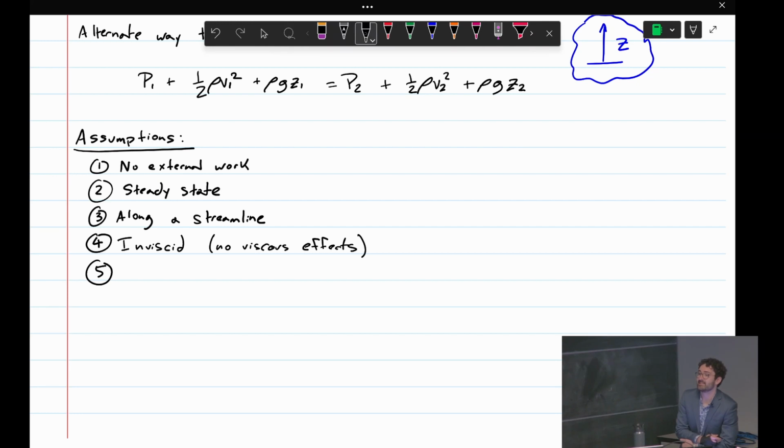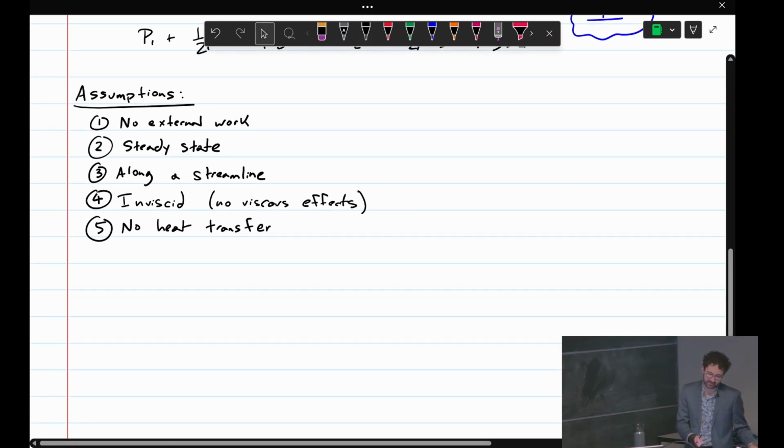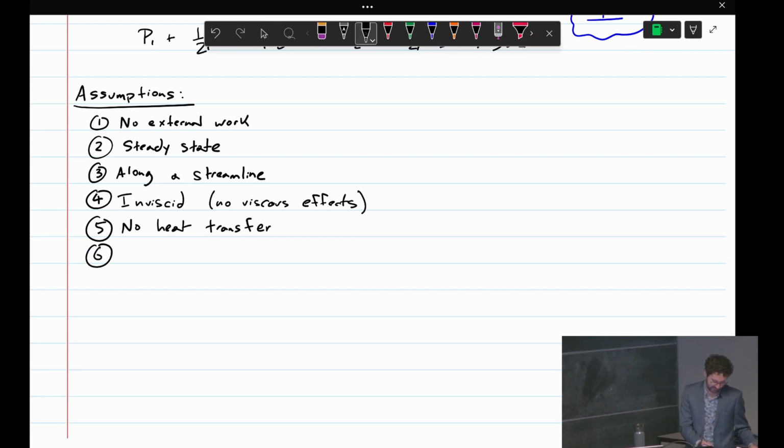No heat transfer, right? We didn't do this extension of Bernoulli's equation in this class, but it's an energy equation, so you can extend it to account for heat transfer. But the equation above definitely has no heat transfer. Fluids that get hot or cold, with energy exchange that way, can't be accounted for with the equation I've given above. Anything else? Yep. Incompressible flow, right?